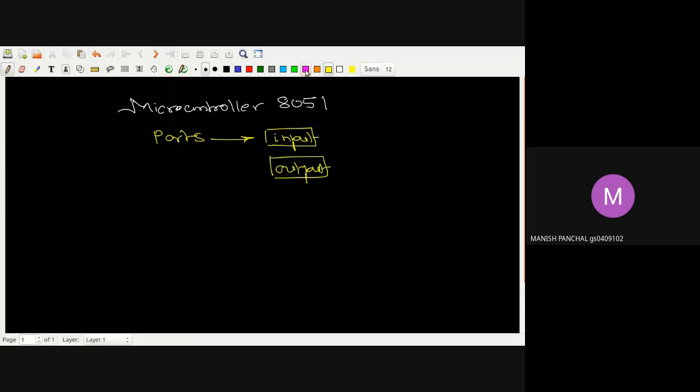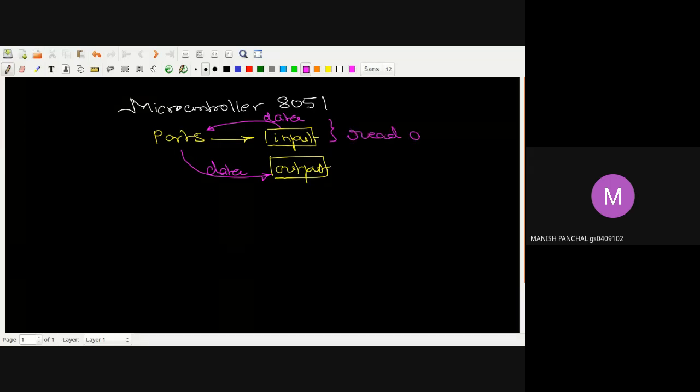And when we talk about the data transfer direction, in the case of input, it will be like in this manner. In this case, my data is going from the input device to the ports of the microcontroller. While in the case of this one, the data transfer direction will be like that. Whenever any input device is putting some data on the ports of the 8051 microcontroller or any microprocessor, this operation is called a read operation, and this operation is called a write operation.